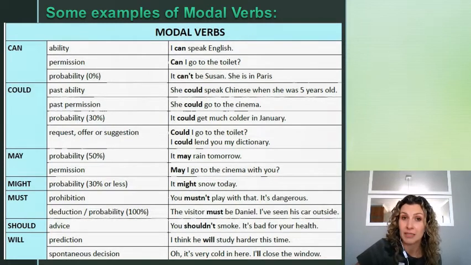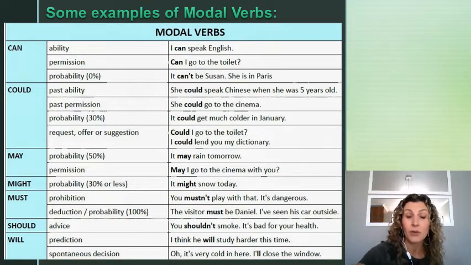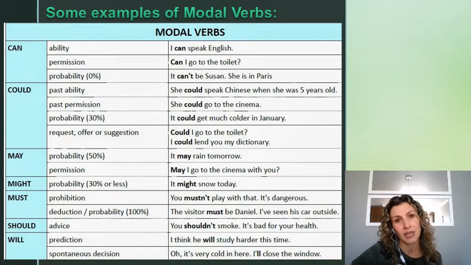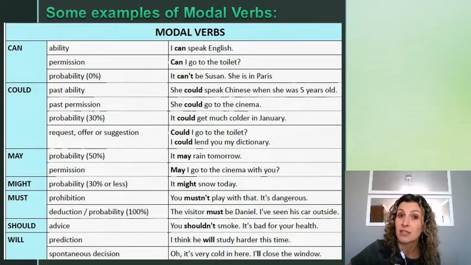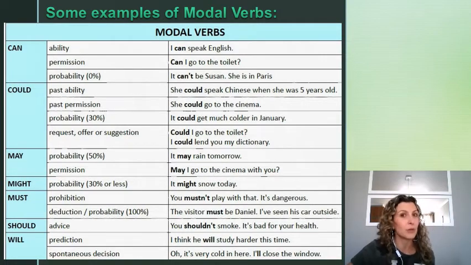Must in deduction or probability, very high probability. The visitor must be Daniel. I've seen his car outside. What else? We have should as advice. You shouldn't smoke, it's bad for your health. Another example, you should eat less sugar, it's not good for you. It's just advice. Will, we can use will as prediction. Example, I think he will study harder this time. Imagine that he got a very low grade, and then you can make a prediction. Or spontaneous decision. Oh, it's very cold in here. I'll close the window.